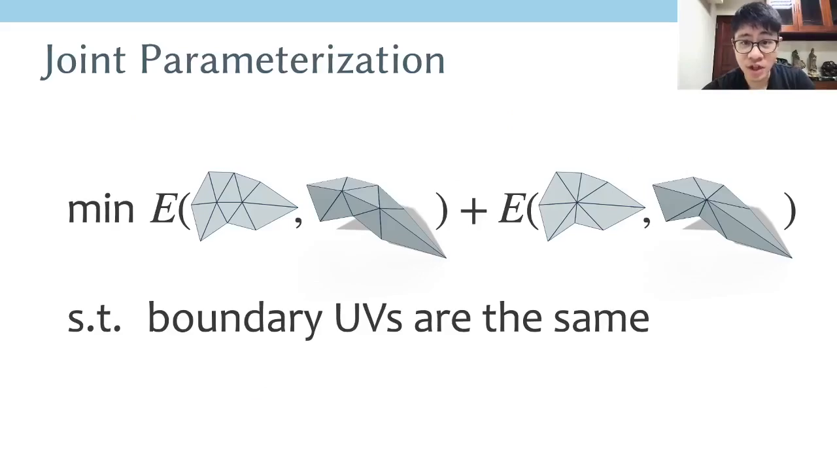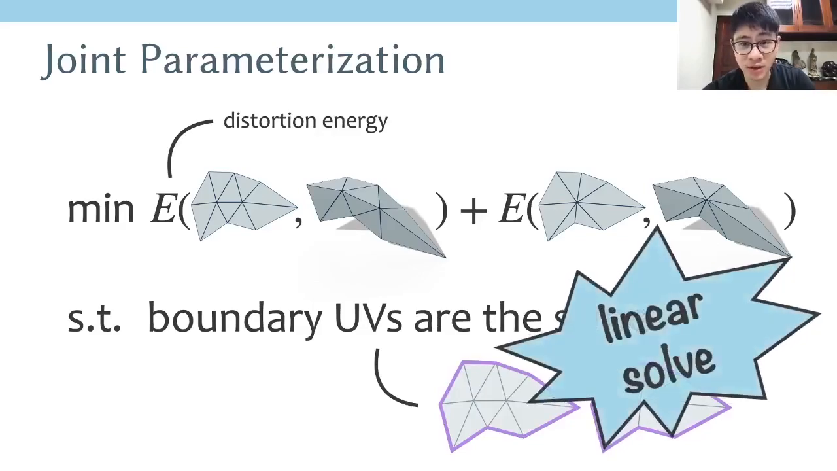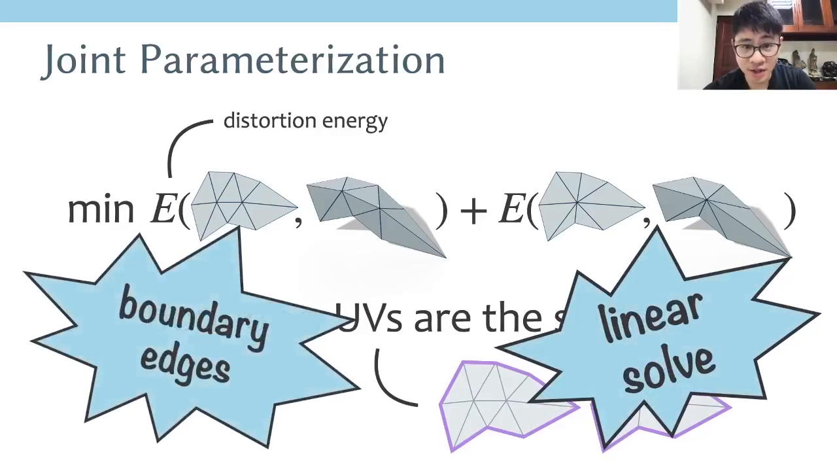This can be achieved by solving a joint parameterization problem, where we want to minimize the summation of the distortion energy, like the conformal energy, subject to the constraint that boundary UVs need to be the same. And this boils down to solving a very small linear system, and we can also generalize this to collapsing edges along the open boundary of the mesh.